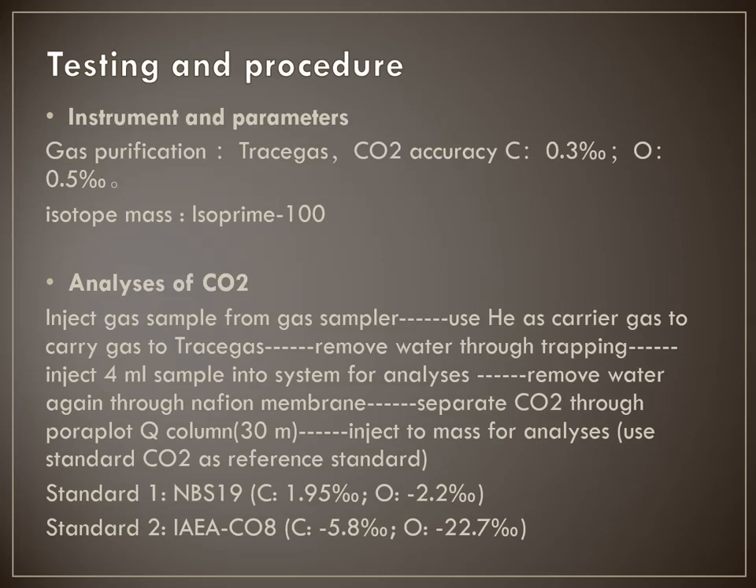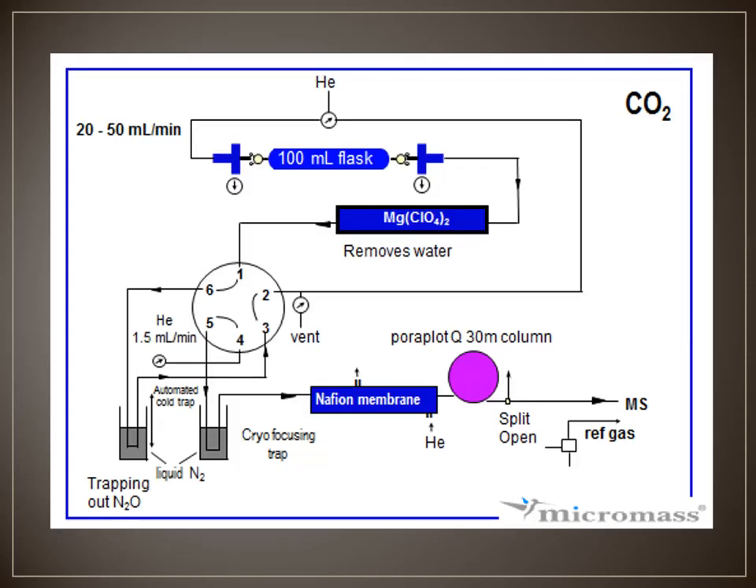Then the extra water was removed by a naphthalene membrane. Use a Q column to separate and obtain the pure carbon dioxide. That is our target for analysis. We will inject the separated gas into the mass spectrometer for analysis. Because our standard is a carbon dioxide that is used for quantification, we obtained the quantity data for the carbon dioxide in our sample. This is how the carbon dioxide was obtained.